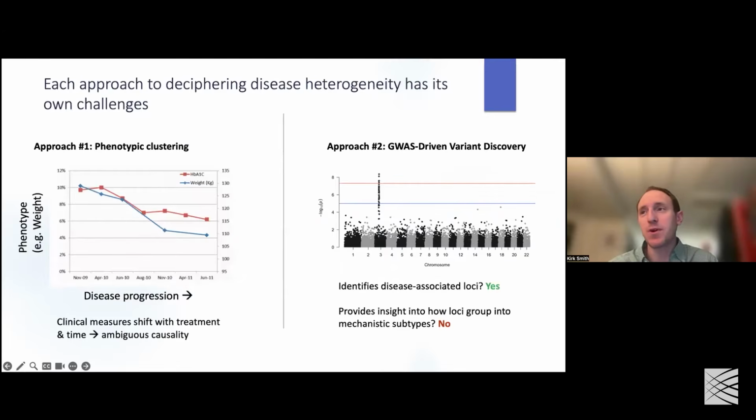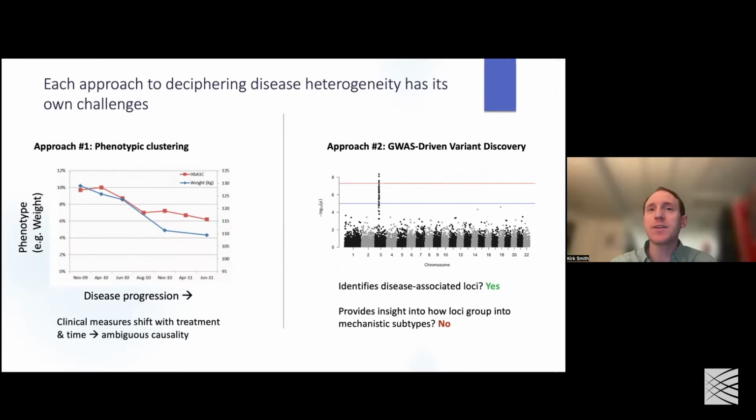There are a number of different approaches that one can use for studying disease heterogeneity, but each has its own challenges. The most straightforward method might be to perform phenotypic clustering, where patients are grouped together based on the traits they have in common, such as BMI or fasting glucose.